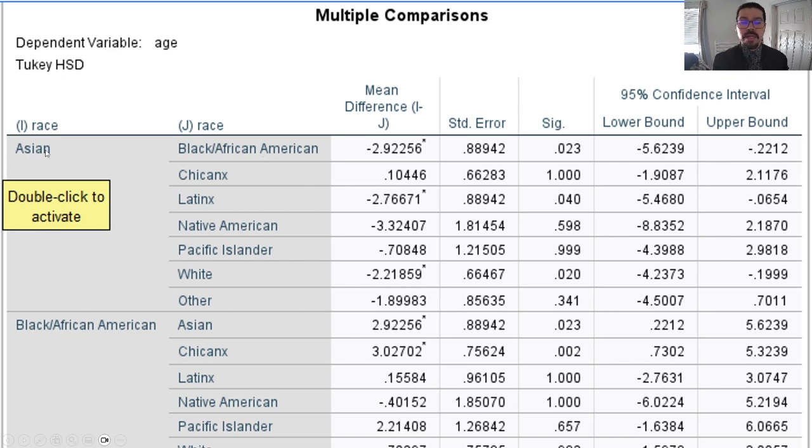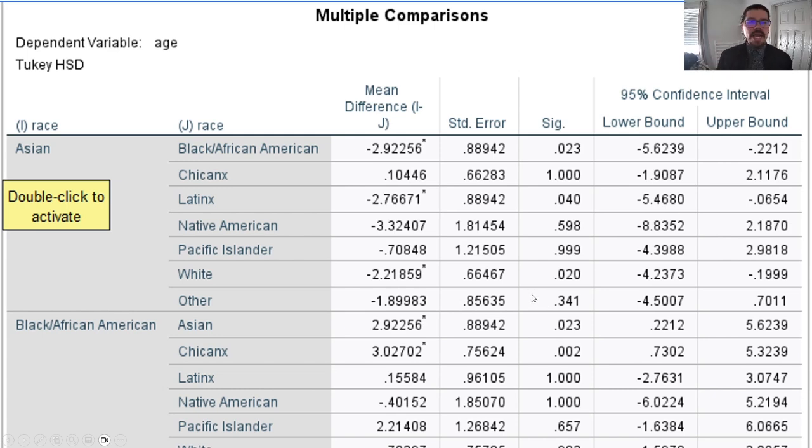Moving to the next comparison between Asian and Chicanx students, we have a significance level of 1, which means that there is no significant difference between those groups. Between our Asian and Latinx students, it is 0.04. Therefore, we have significance between these two groups. Between Asian and Native American, it is 0.598. We do not have significance. Compared to Pacific Islanders, 0.99, not significant. Compared to white students, 0.02, it is significant. Compared to other racial identity students, it is 0.34, which is not significant.